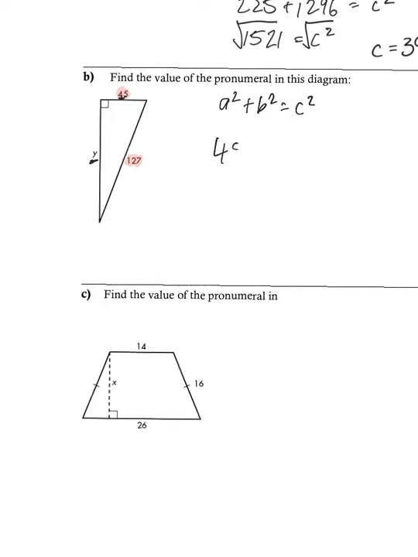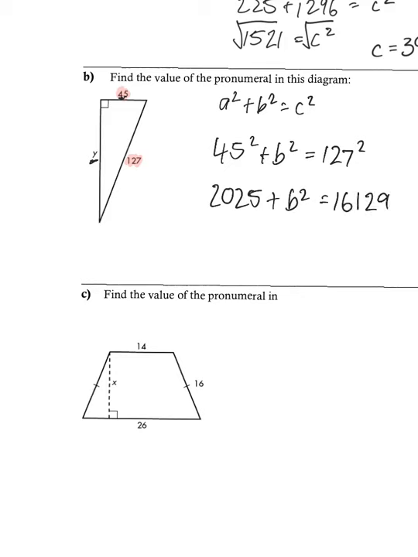You're going to get the right answer. I'm going to put 45 in as my a. We don't know what b is. All right, and we know that c is 127. Okay, so we're going to be dealing with some big numbers. Okay, so 45 squared is 2025 plus b squared equals, and then I'm going to square the 127, which is 16,129.